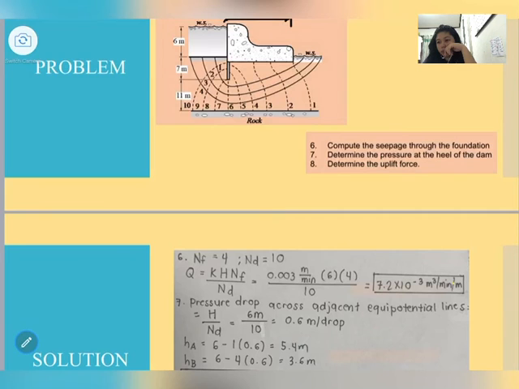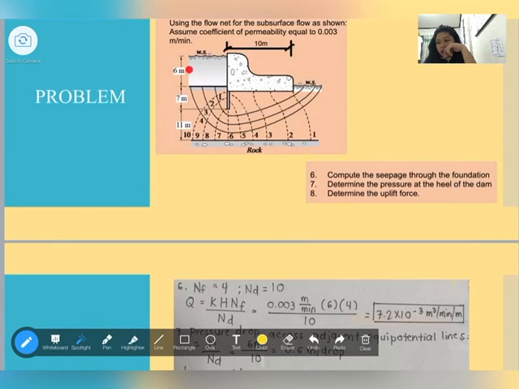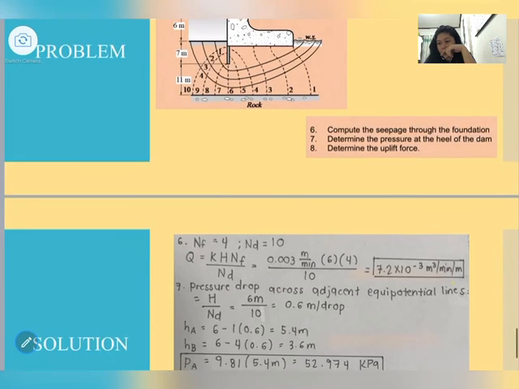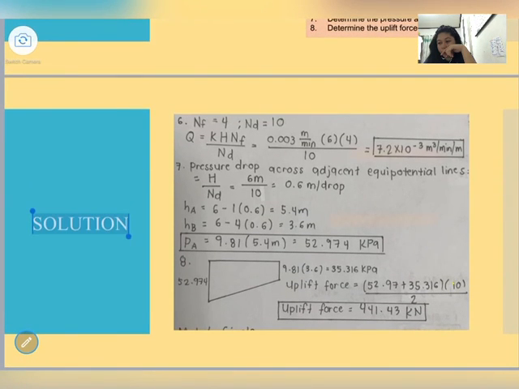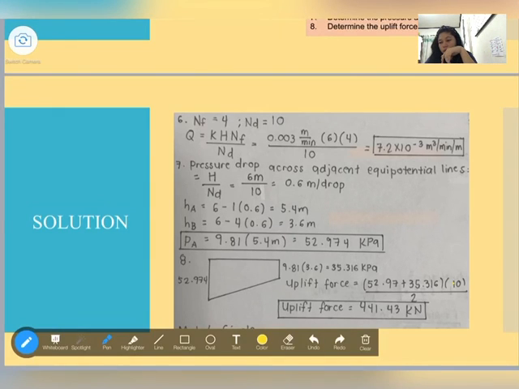So the height of the water here is 6, minus the number of drops. A is located here, so 1. That is the number of drops times the pressure drop across adjacent equipotential lines, which we were able to solve as 0.6. So the height there at A is 5.4. In order to get the pressure, it is equal to 9.81 times H_A, which we have already solved. So the answer is, the pressure at A is 52.974 kPa.